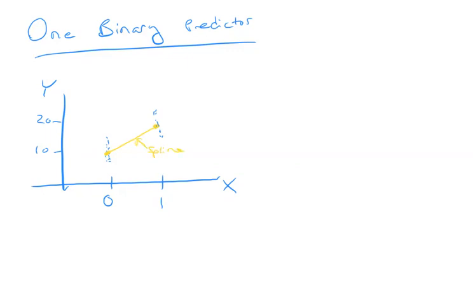So again, if you use a spline and then you say, okay, X is equal to 0, what's my prediction of Y? It's going to be 10. If you use a spline and you say, okay, X is equal to 1, what's my prediction of Y? You're going to get 20. So the spline is just going to give you back the means.